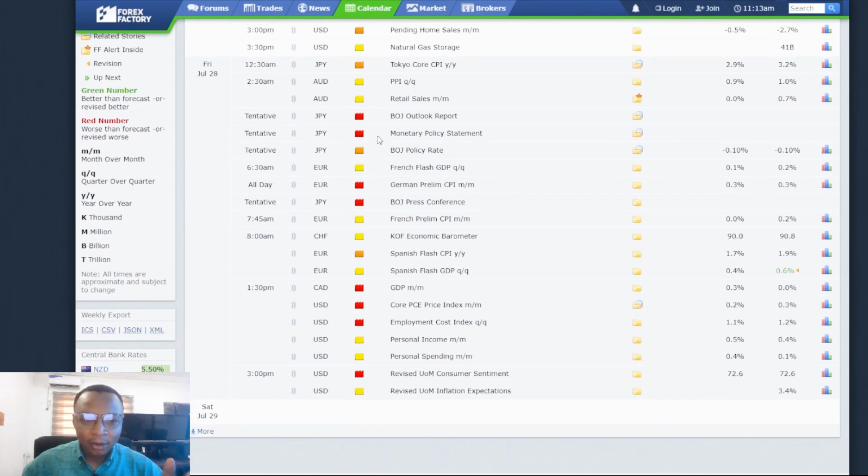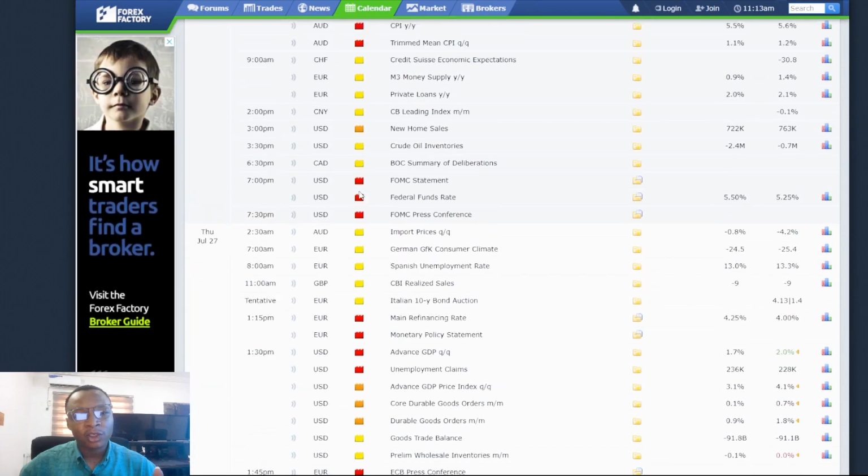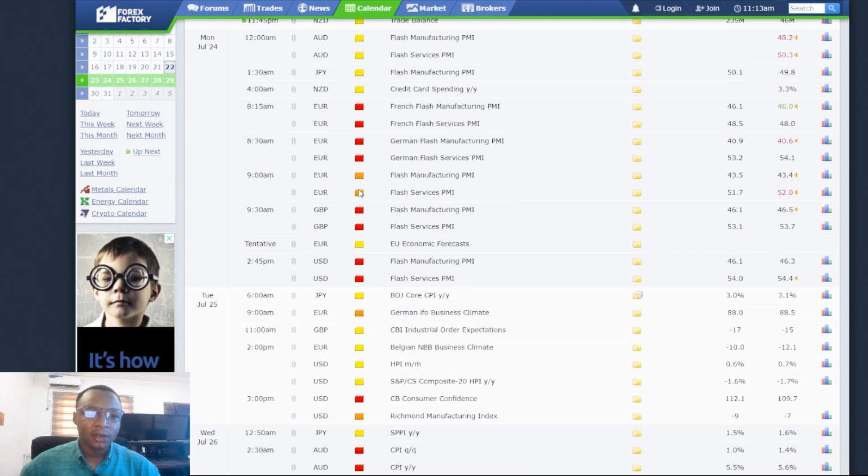And then on Friday, we're going to be having the Japanese BOJ monetary policy statement. So I wouldn't be in a trade by that time. I'll just look out and see what happens there. And then all the high impact news like the University of Michigan revised consumer sentiment by 3 o'clock on Friday. By 1:30, we also have the core PCE price index. So by the time all these news releases are coming out, if I'm not in a good position in the market, then I'll surely be exiting my trade.